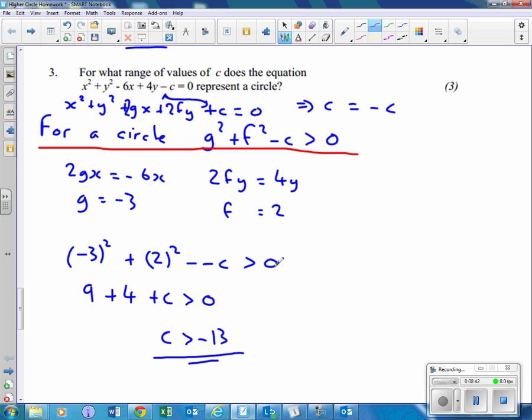It's going to be greater than 0. So 9 add 4 add c is greater than 0. 9 add 4 is 13. Move it across. C is greater than negative 13.